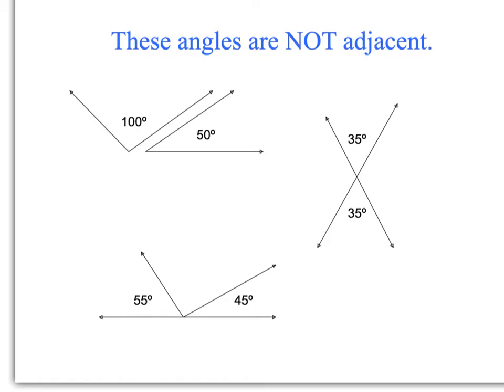Alright, so these are examples of angles that are not adjacent. You can see that they do not share a vertex or an arm. Now some of them, like this one, so we've got this angle here and this angle, they share a vertex, don't they? But they don't share a common arm. Same here. We've got three angles here. They share the vertex, but they don't share a common arm, so they're not adjacent.